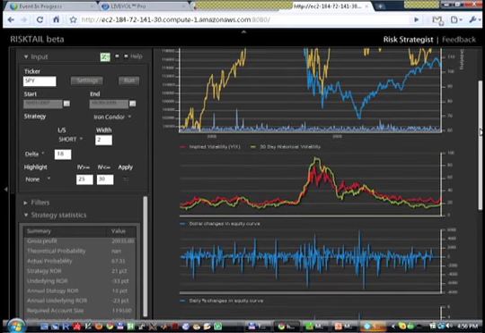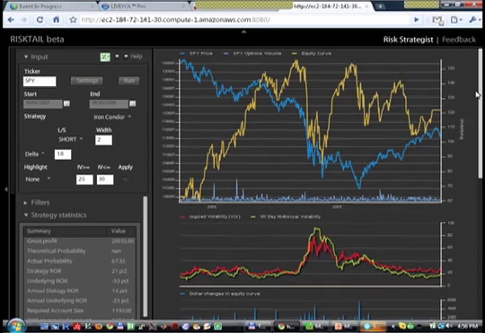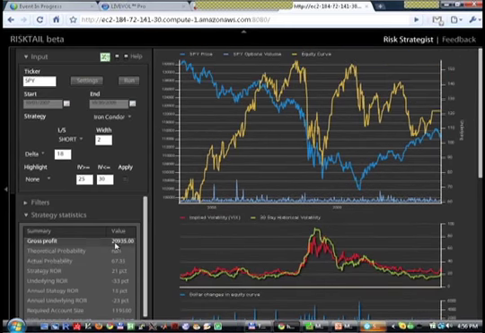You see implied and historical volatility. We can zoom in and see where the implied volatility was greater than historical, applying these filters. So now you can see the periods of time when that was true.